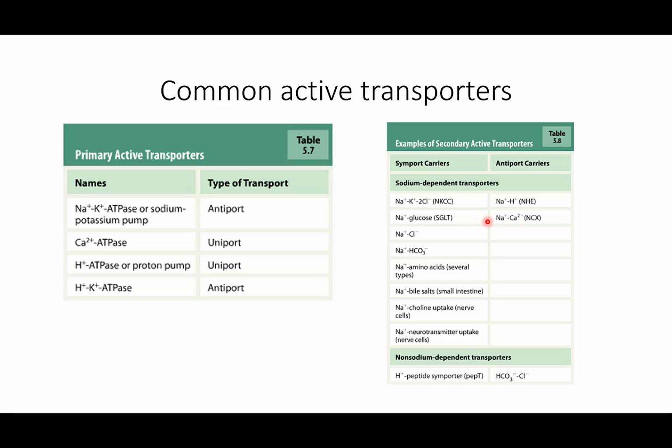These tables from your book, table 5.7, 5.8, kind of talk about this. There's other transporters. This semester we'll talk about the calcium ATPase, the hydrogen ATPase, or the proton pump. There's a hydrogen potassium ATPase. They kind of again show you that you have antiport, uniport. I'm only going to test you over those three that I talked about today.